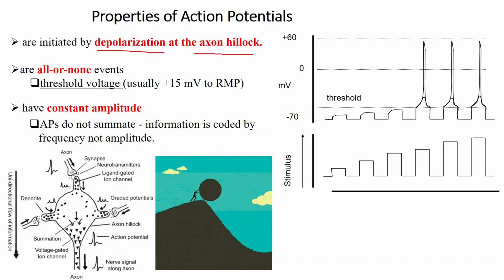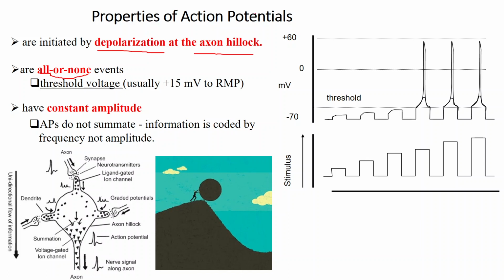It is an all or none event, okay? What do we mean by all or none? If the membrane at the axon hillock doesn't reach the threshold, there would be no generation of an action potential. If it reaches the threshold, then there will be the generation of an action potential. So either it happens or it doesn't happen. There is nothing in between.